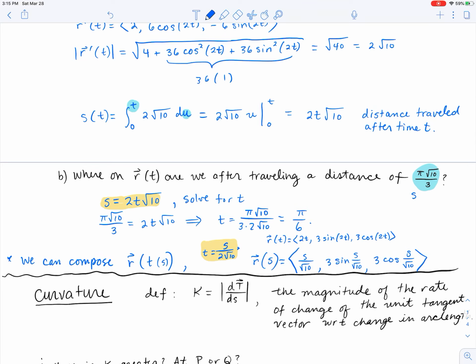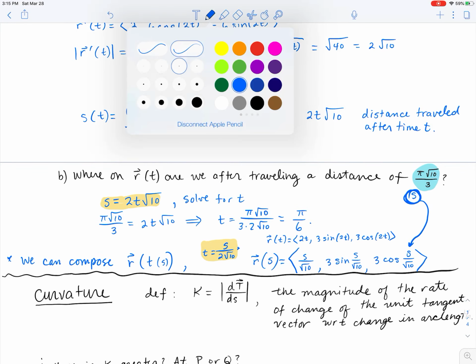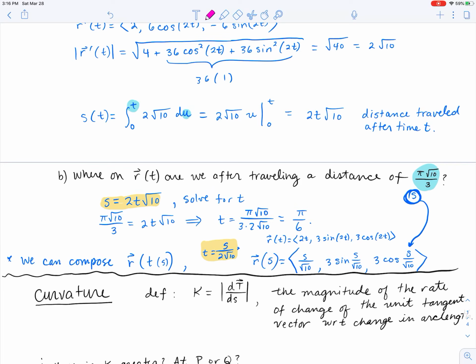And by composing these functions, we would be able to do that part B by just substituting this s value here into this vector, and then we would get the point. Let me actually backtrack a little bit. I think I might need a little more room here. Let me just go in a different color so we can see it.